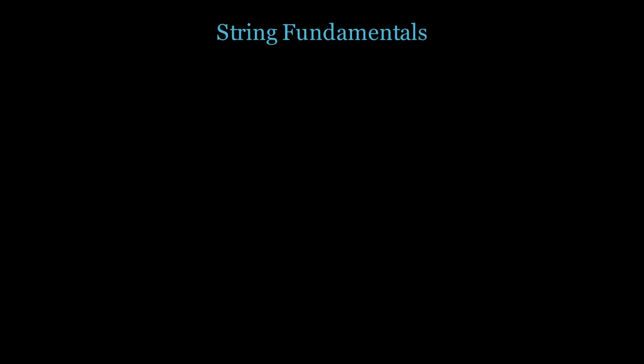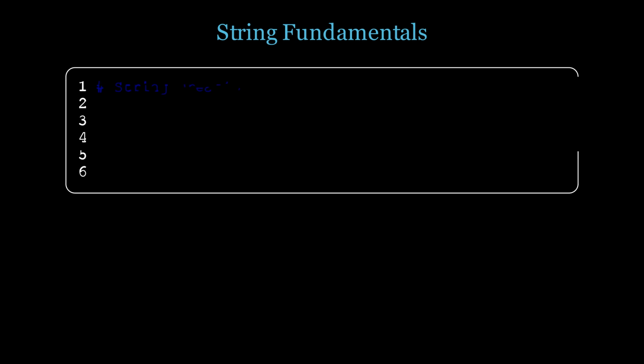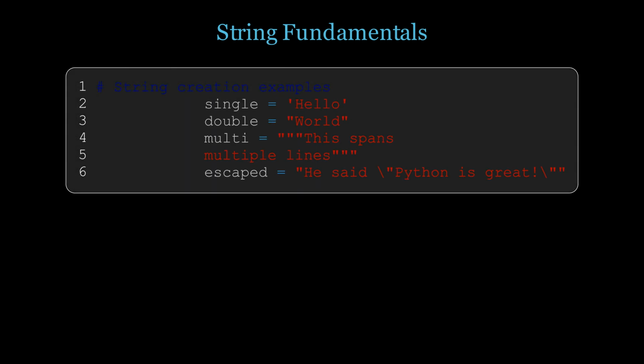Let's start with the basics. In Python, strings are immutable sequences of Unicode characters. They can be created using single quotes, double quotes, or triple quotes for multi-line strings. Here we see different ways to create strings. Single and double quotes are equivalent, while triple quotes handle multi-line strings. We can also escape quotes inside strings.